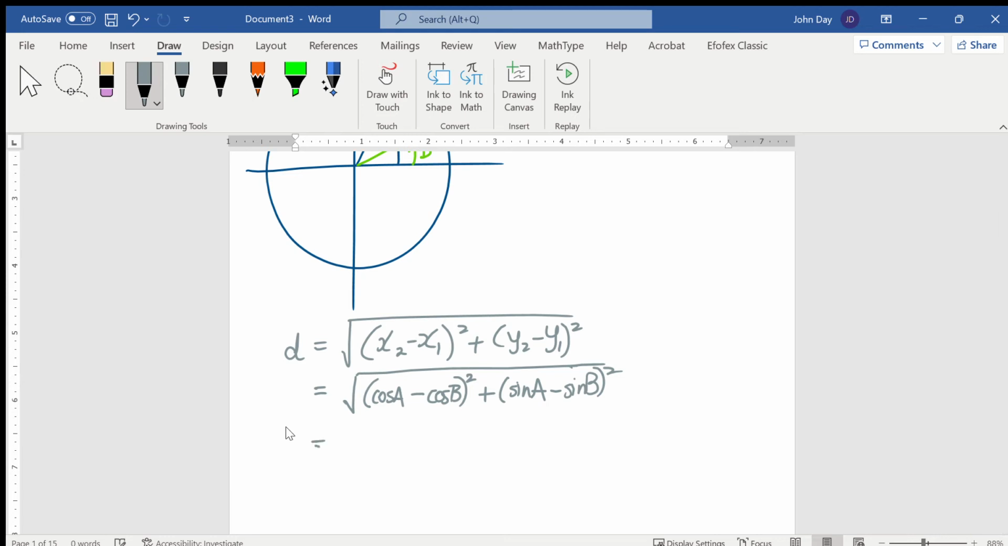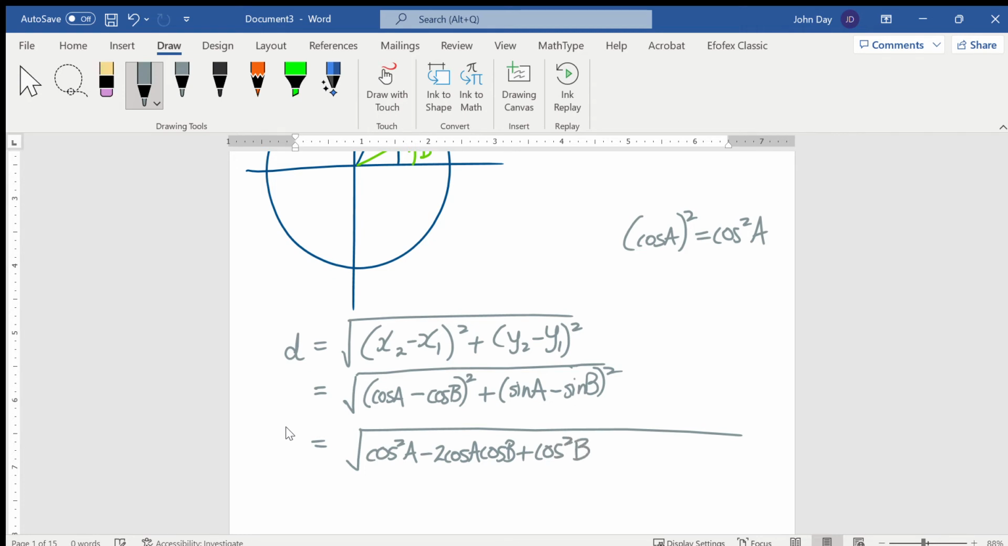Now, you could write that as cos squared A. When you square cos A, instead of writing cos of A all squared, we write cos squared A. That's just the notation. Minus 2 cos A cos B plus cos squared B. That's expanded the first set of brackets. Now the second set of brackets I'll expand, and I will get sine squared A minus 2 sine A sine B plus sine squared B. It's plus because it's minus, but it's been squared.